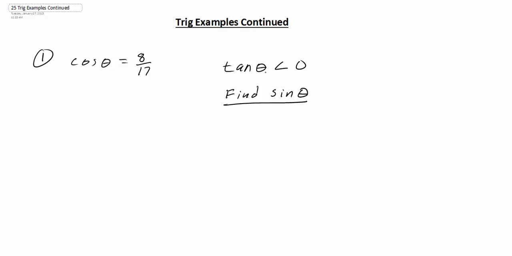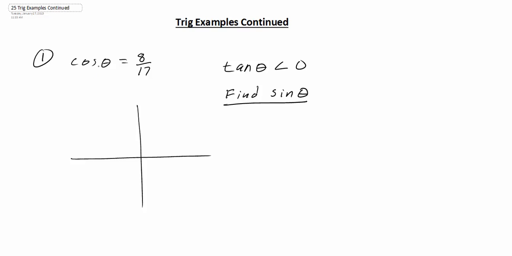And really what that means as well, if tangent theta is less than 0, that means that the tangent of the angle is going to be negative. And they want us to find the sine of an angle. So using the given information, the cosine and the tangent is less than 0, let's see if we can go about locating that particular angle.